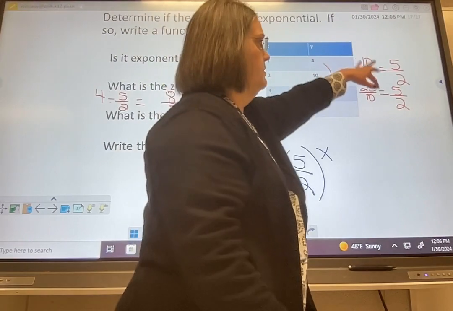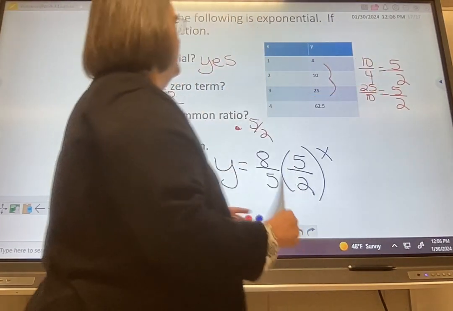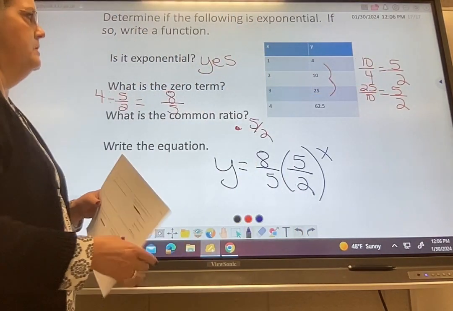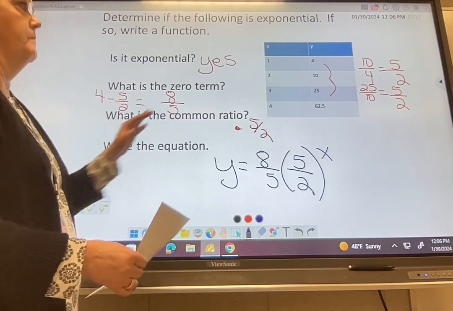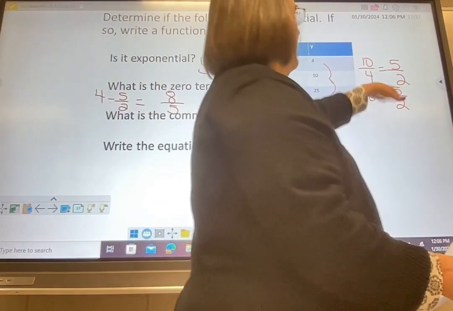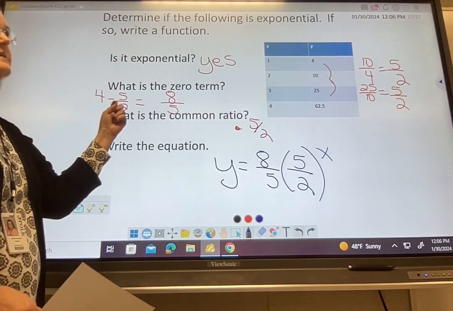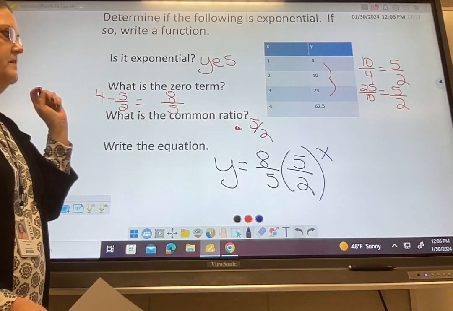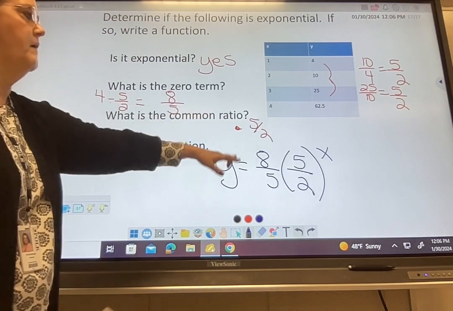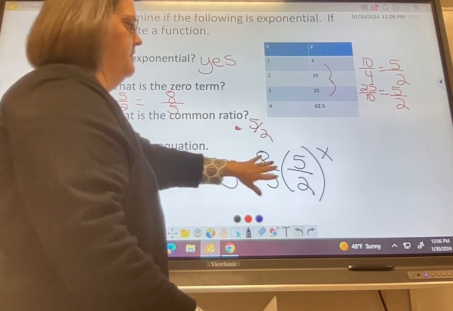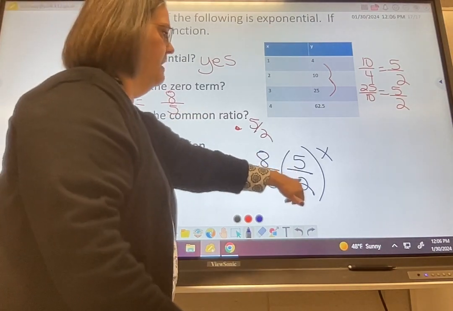So this one we are multiplying by 5/2 each time. It is exponential. To find my zero term, since I multiplied by 5/2, I'm going to take 4 and divide it by 5/2. And I did that in my head, and that gave me 8/5. My common ratio is 5/2. So this is 8/5 times 5 over 2 to the x.